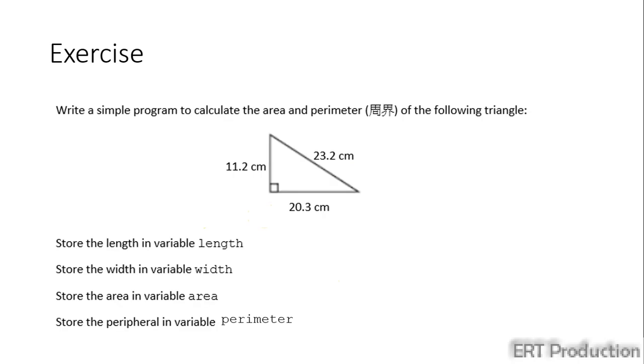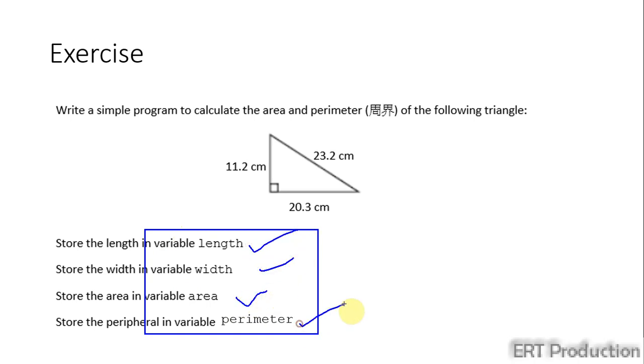Here's the exercise you're gonna do. You can pause the video and read the question now. In the program, you must use variables to store the dimensions of the given triangles and the results, and then use the print statements to output the results.